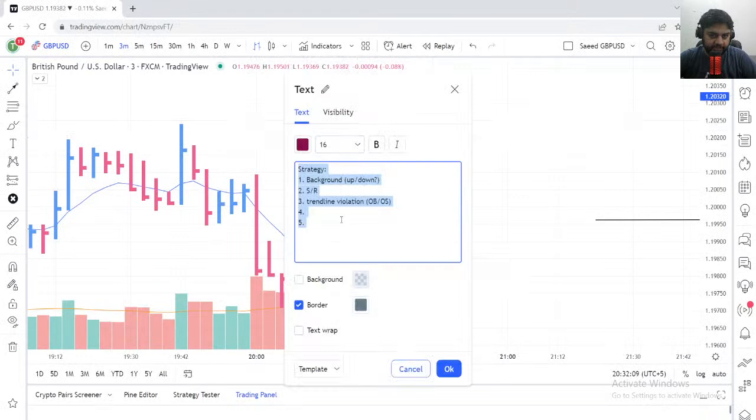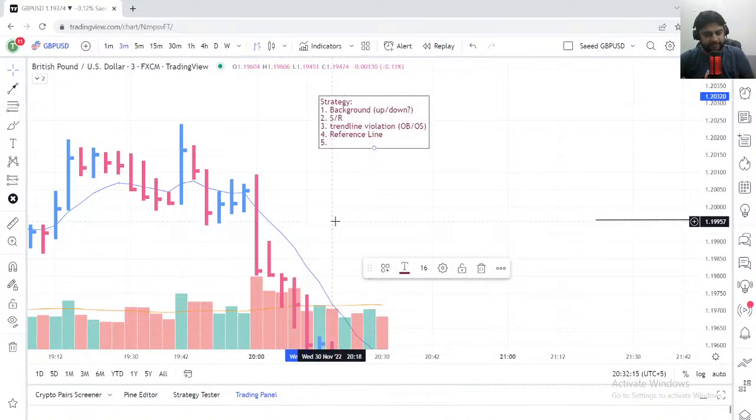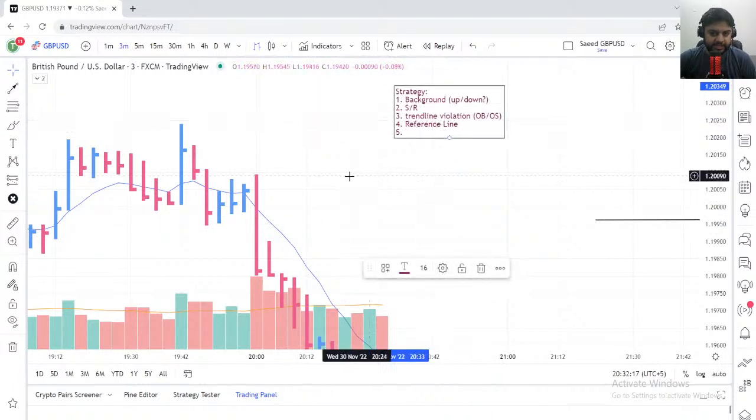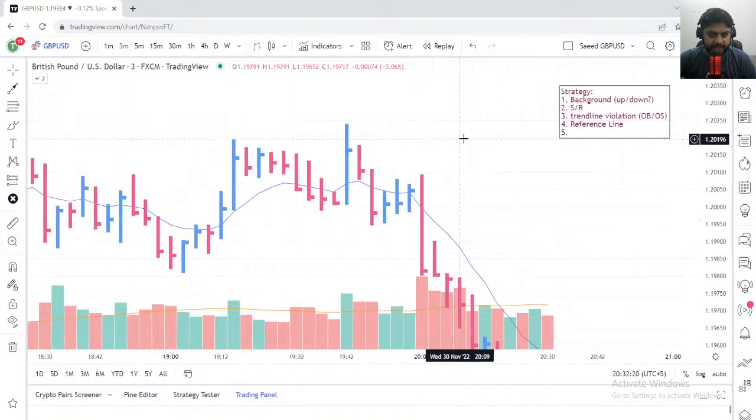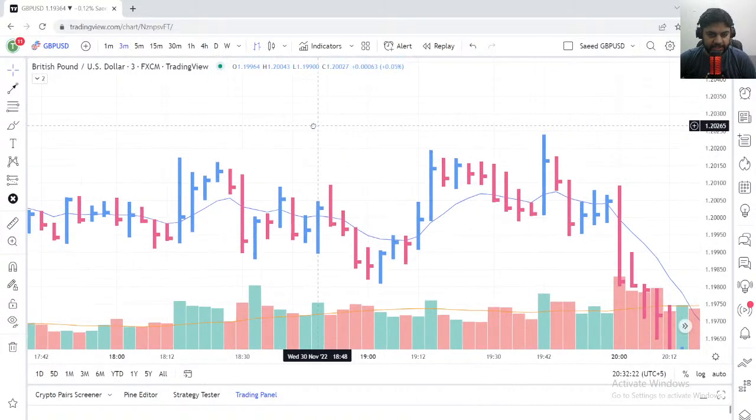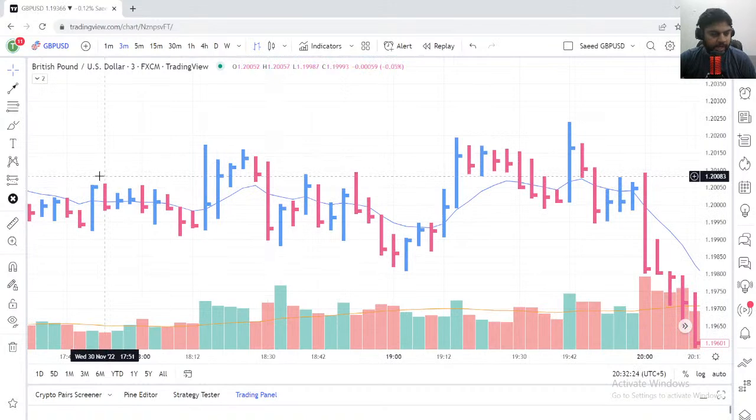And what's the fourth component of our strategy? Reference line. Very, very simple but very important. And what's a reference line? A reference line is when the market reaches a certain level, a certain point, you should look behind.